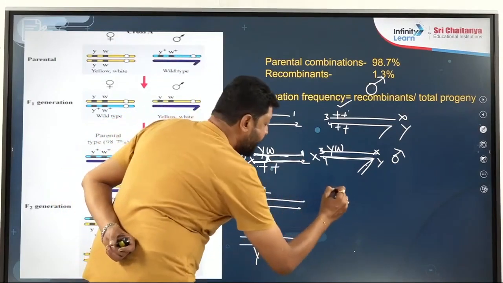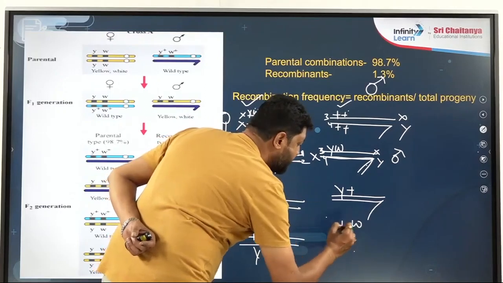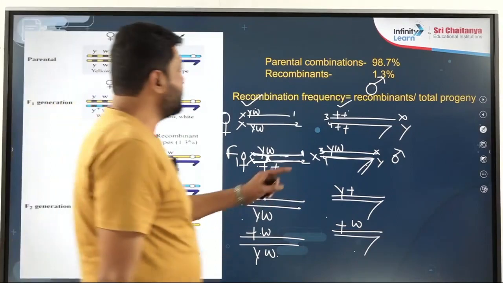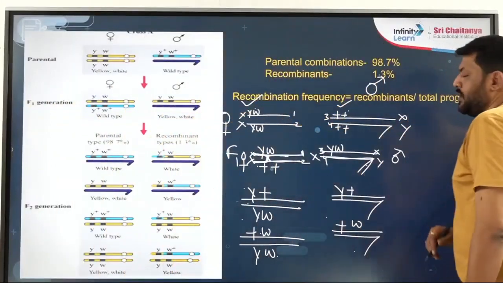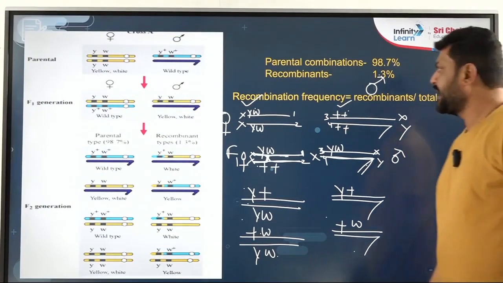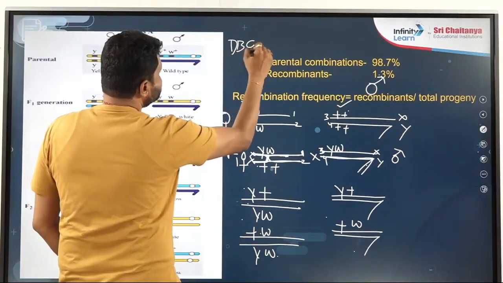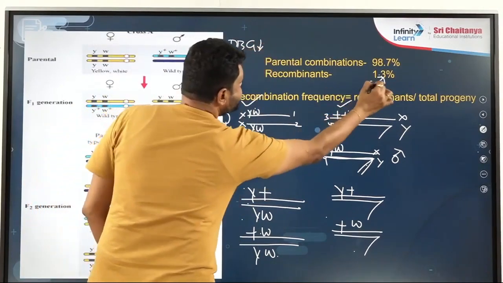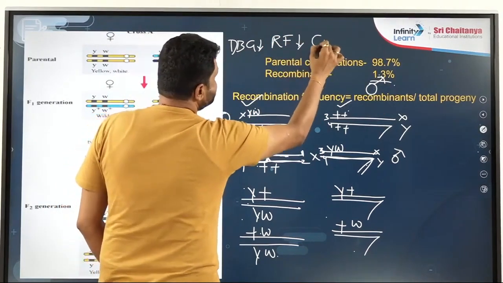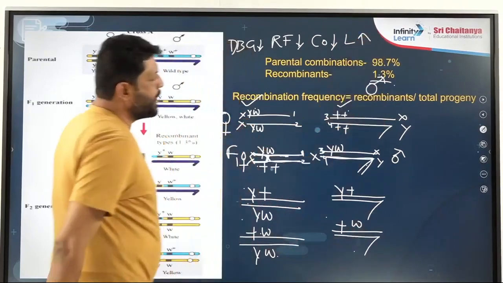Then next again Y plus, Y plus, W Y. These are recombinants. So the recombination frequency is 1.3, and the parental combination is more. So if the distance between two genes is less, then the recombination frequency is always less, crossing over will be lesser, and linkage is more.